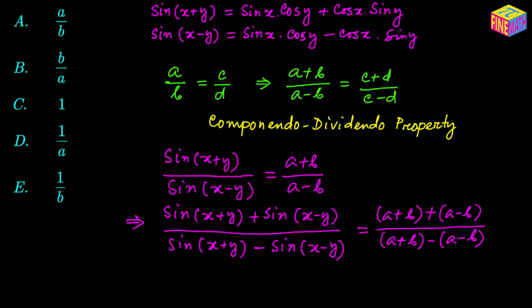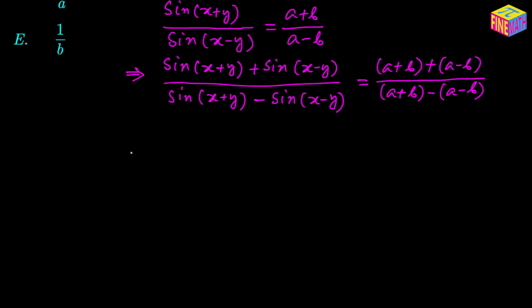And now if we simplify this, if we add sine of x plus y with sine of x minus y, the negative term and the positive term will cancel each other, so we are going to be left with sine of x times cosine of y, and two of them, so that would be 2 times sine of x cosine of y, divided by sine of x plus y minus sine of x minus y. Here the first terms will cancel each other and the second term will survive, so that would be cosine of x times sine of y, and two of them of course.